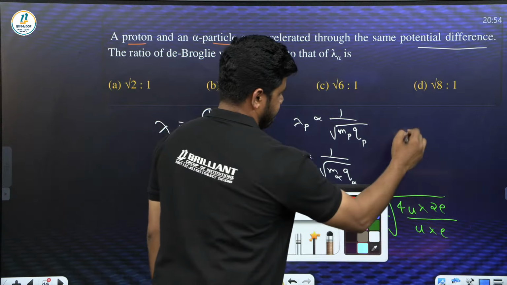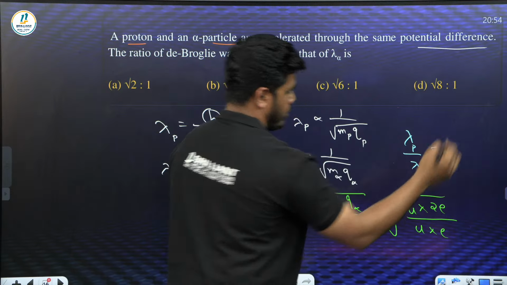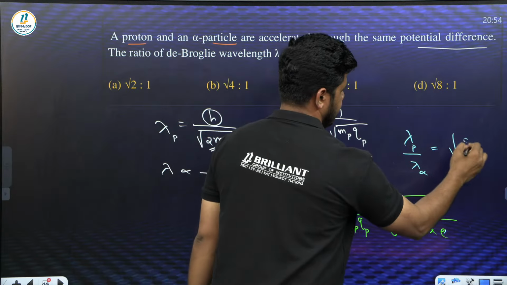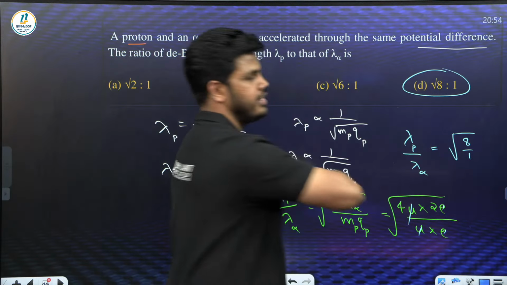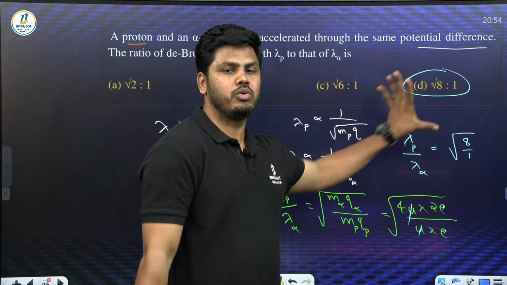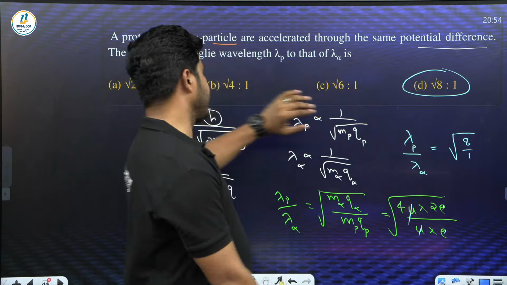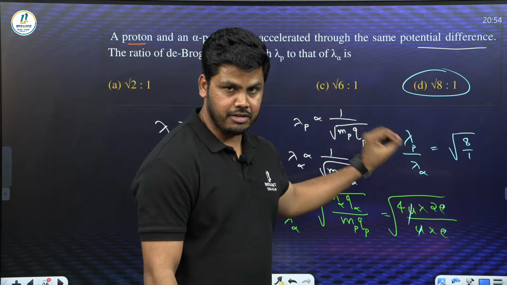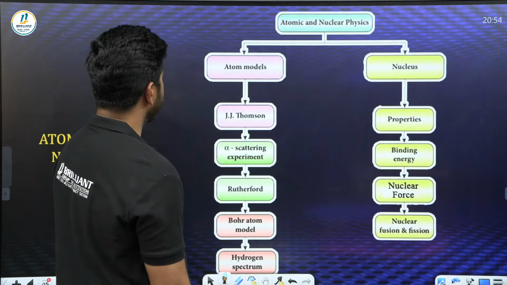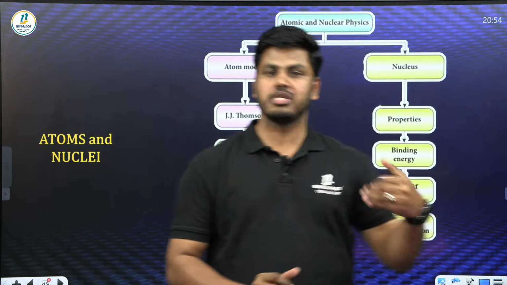And we can say, what is lambda p by lambda alpha ratio? So you can cancel u and e. We get root of 8 by 1. So your option D is the correct answer. Okay. So this is how we do questions from de Broglie wavelength. We have to consider the exact equation by reading the question, and identify the correct equation we have to use. Okay, fine.